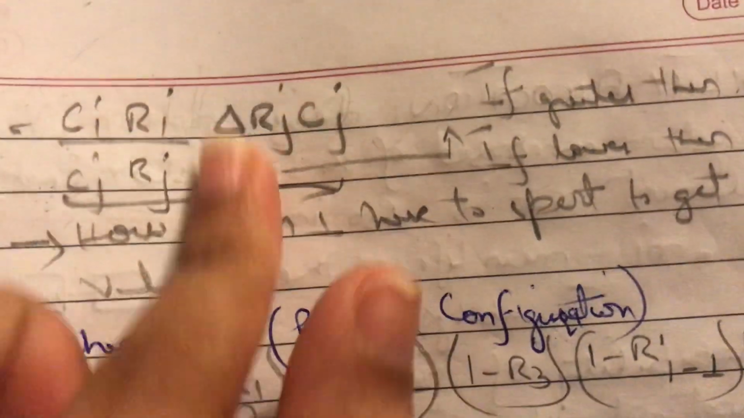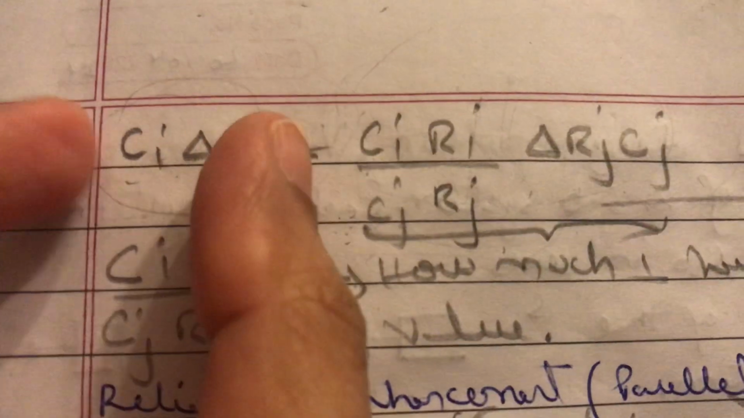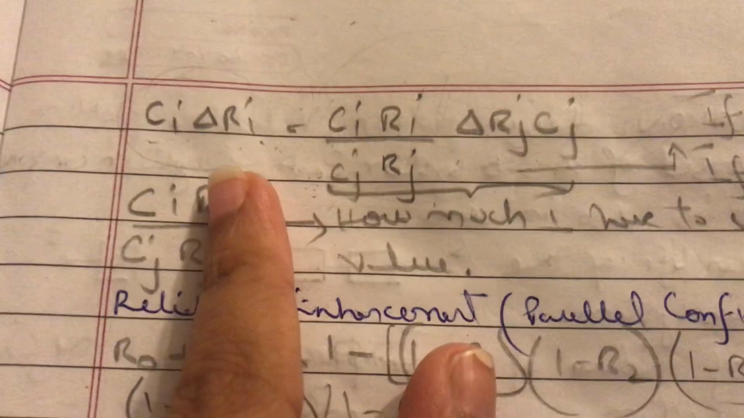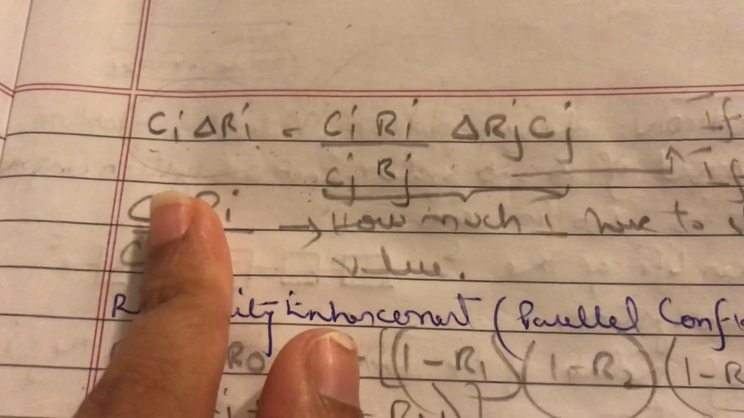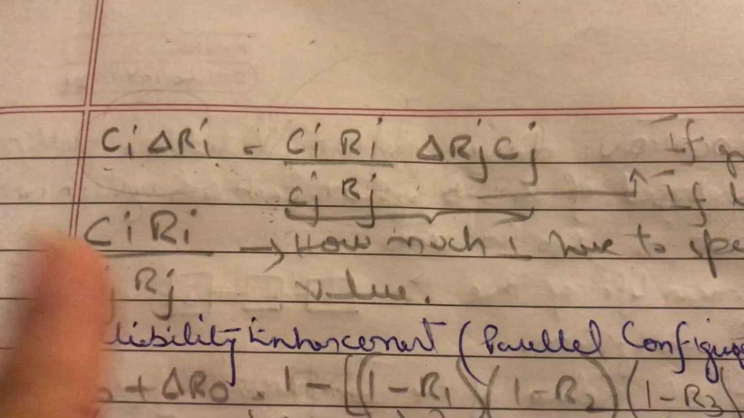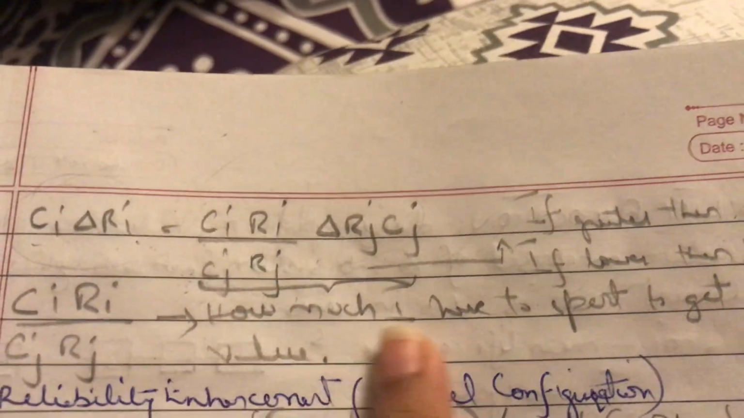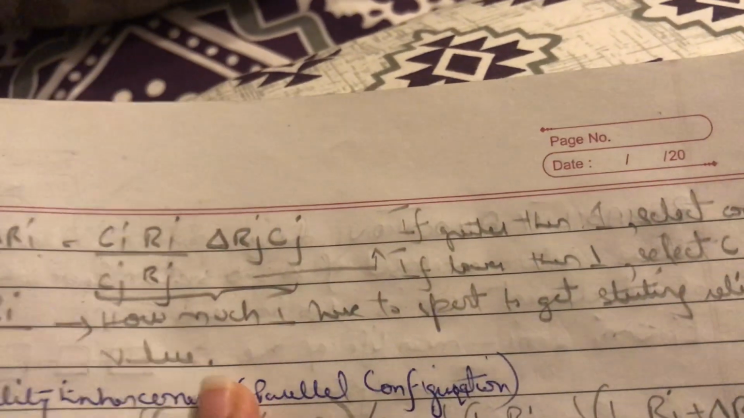As in the series also, if you remember, we did it like this, because these look-wise same items come separate, and the look-wise same items come separate. So Ci delta Ri, Cj delta Rj. So it is proved what we have to spend on. This thing is here to tell us whether we have to spend on this or this. As I have written here, how much I have to spend to get the starting reliability value.